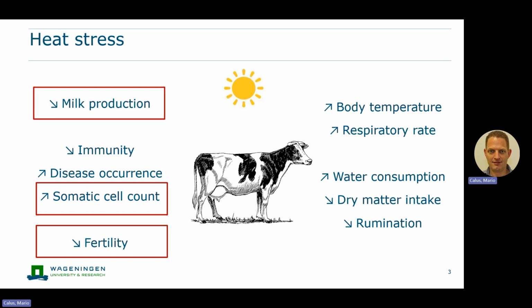But if we look more internally at what happens in the individual, it's likely that the body temperature is going to rise, and the respiration rate, to try to get rid of this excess heat, is also going to increase. The animals may consume more water, but actually have a lower dry matter intake and lower rumination, because eating the feed and then transforming it into something else also creates heat. So it may actually be a good idea for the individuals themselves to reduce foraging activities.